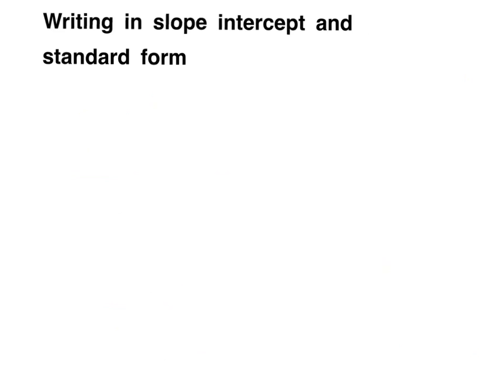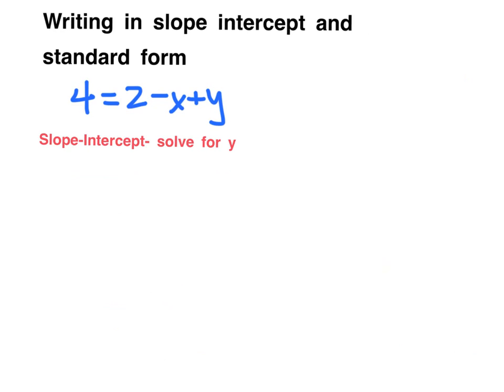A lot of times we're given equations and they're not in slope-intercept or standard form, so we need to figure out how we can change them to those forms. So let's look at this example. If we had 4 equals 2 minus x plus y, I want to write this in slope-intercept form and in standard form. We'll start with slope-intercept form, where my goal is to solve for y.